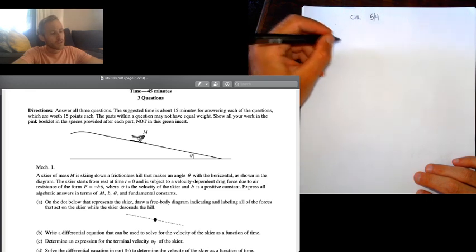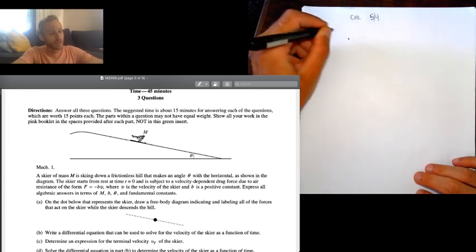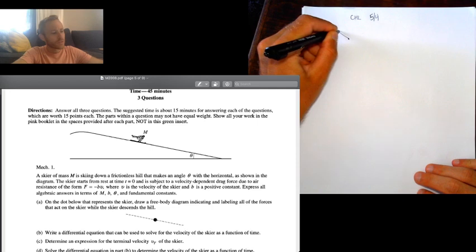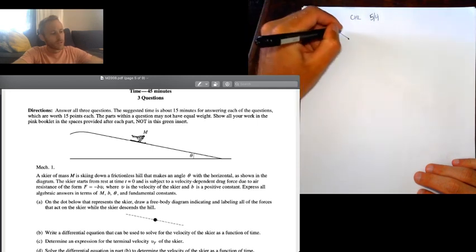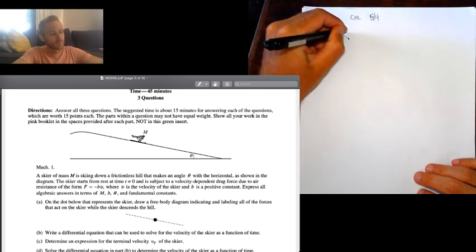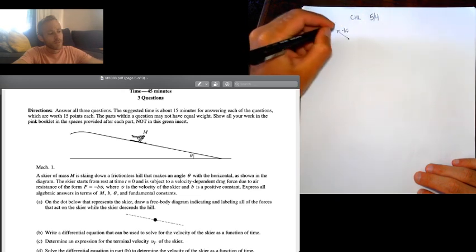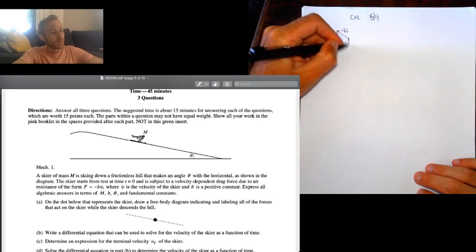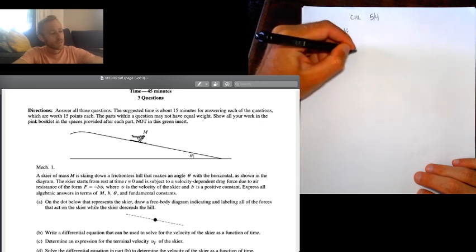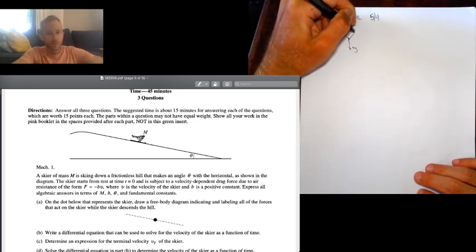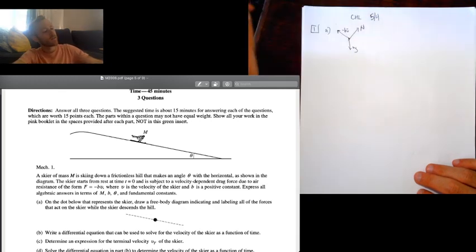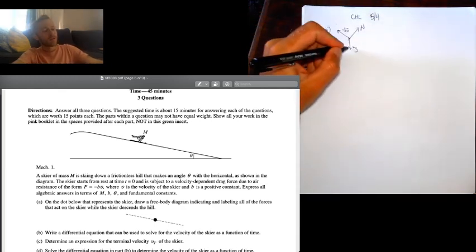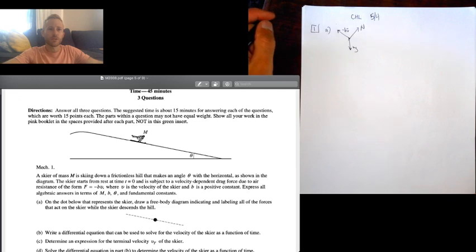Okay, so the skier is going to have a drag force which goes opposite the velocity, so that's going to be minus BV. That's the drag force. The skier is going to have weight force, mg, and the skier is going to have normal force. All right. So those would be the three forces.